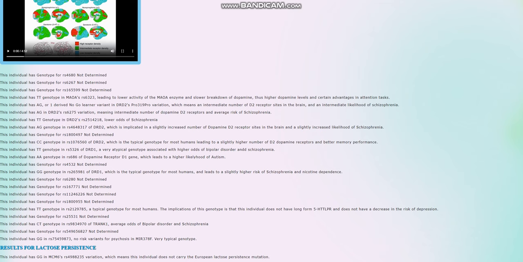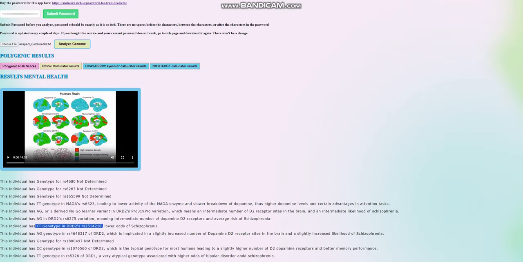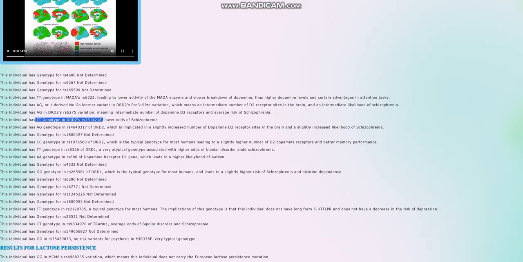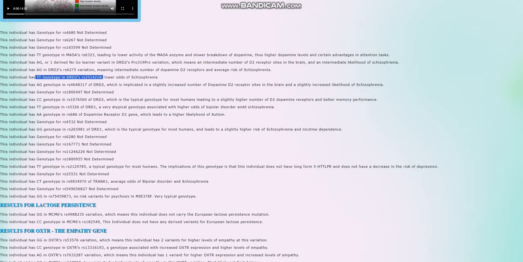So this genotype right here is actually pretty exotic, pretty uncommon for people to have. But for her, she's homozygous for it, and she's got lower odds of schizophrenia. I think with the polygenic risk score, she's going to score really low for schizophrenia based on this genotype. But I don't know. I'm just making an assumption here.